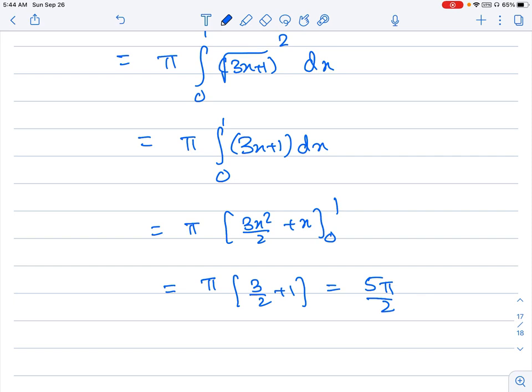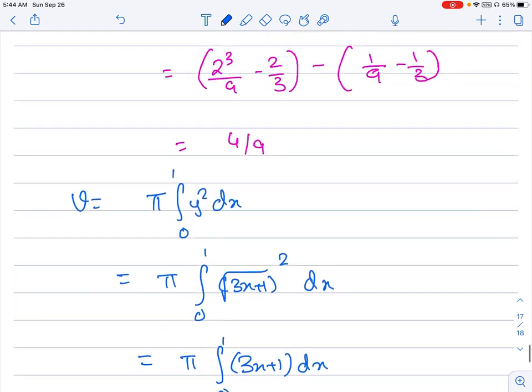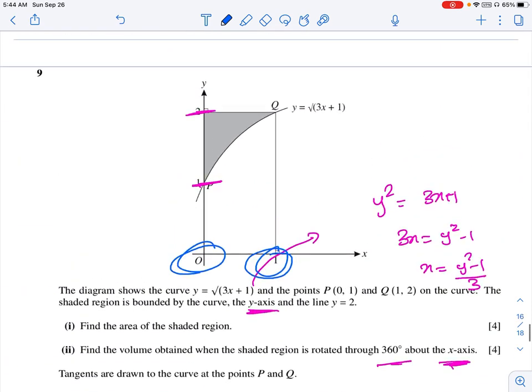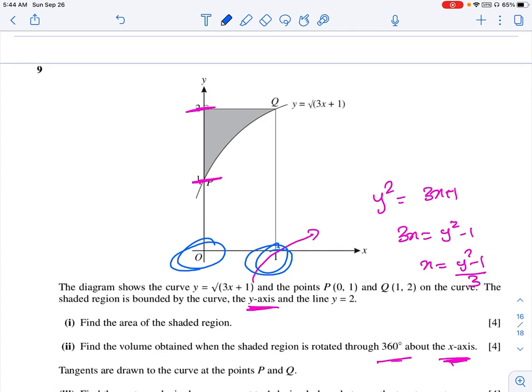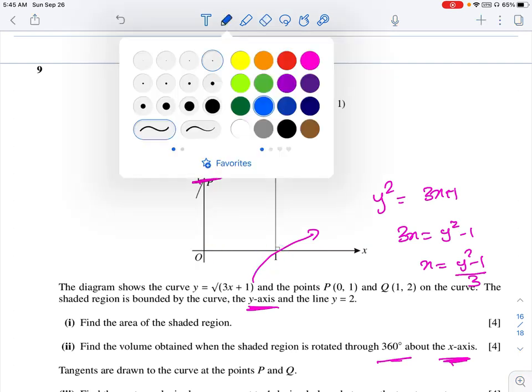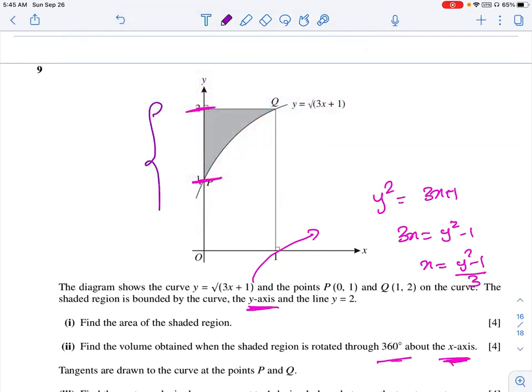But we have to subtract the cylinder down. Okay, there is a cylinder over here, with radius 2 and height 1. Radius is going to be 2. This is going to be the radius, and let me do it in a different color. So radius is going to be 2 and height is going to be 1.